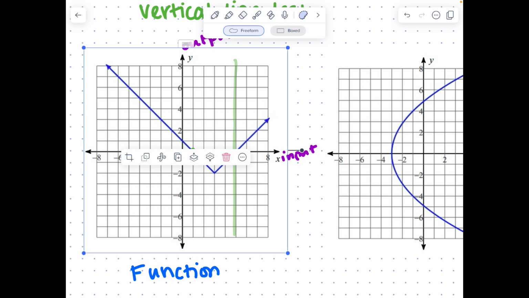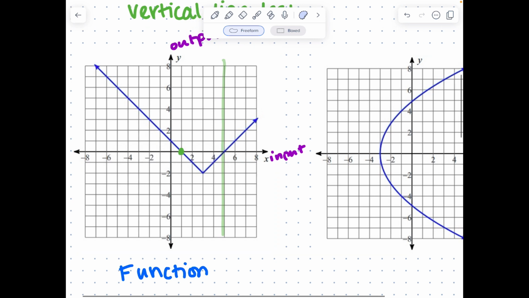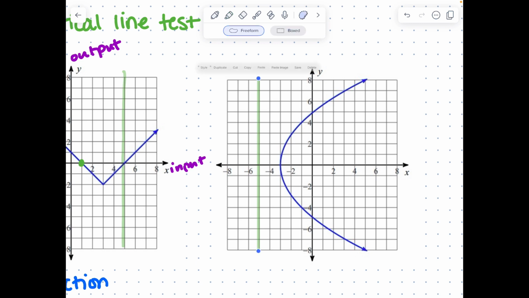So we take that idea to any of these graphs that we're trying to determine, hey, is this a function or not? So let's come to the second graph. Imagine a vertical line, right? That's the idea, vertical line test, or matching a vertical line. And I'm going to try dragging this and see what happens.